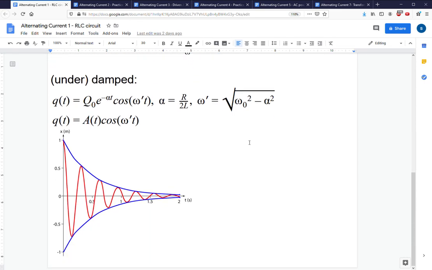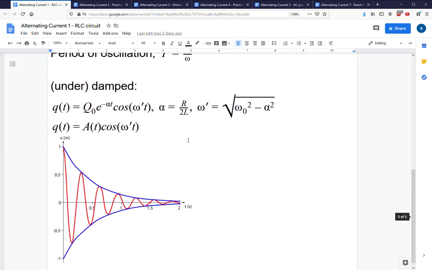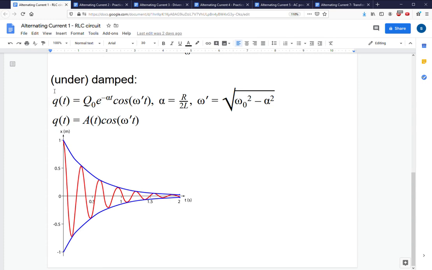So how do we describe what's going on with a resistor? Well, I would have to add an additional term right here, plus R dq dt, because current is dq dt. Again, if you've taken diffie Q, you know that makes the problem a lot more complicated. So we're going to look at what's called the underdamped case. And I'll get to why I'm calling it the underdamped case in a second.